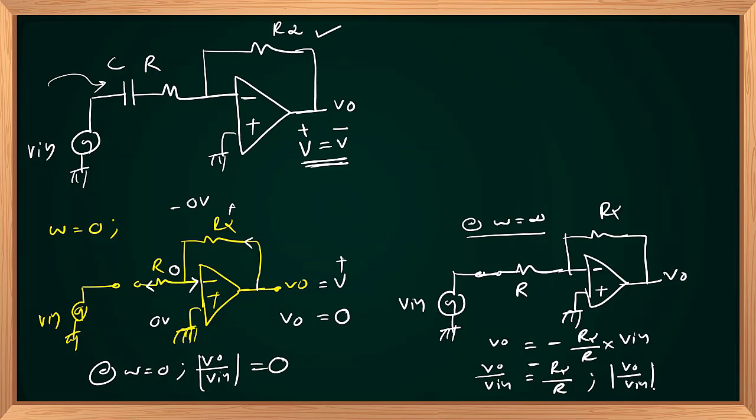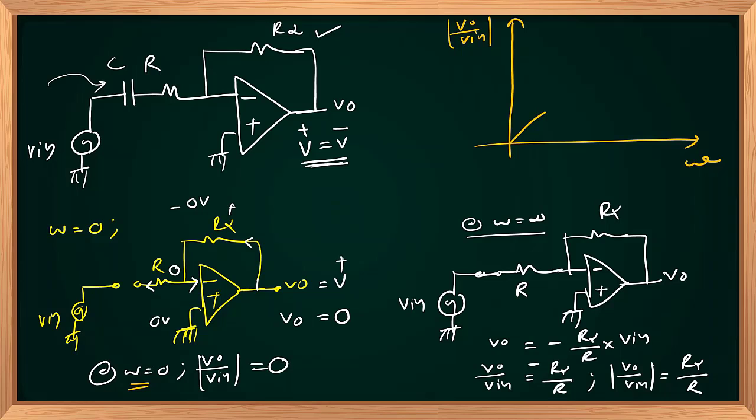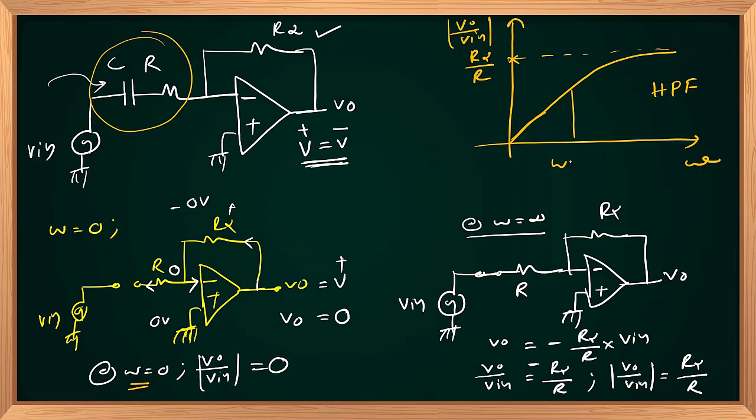The magnitude of Vout upon Vin is R2 upon R. Hence, if you are plotting the behavior of voltage gain versus omega, Vout upon Vin magnitude, at omega equal to 0, gain is 0. Gain increases and reaches a magnitude R2 upon R at omega equal to infinity. So it touches R2 upon R as omega tends to infinity. It's the response of a high pass filter, because the network here has the nature of high pass. The capacitor is in series, it acts as a short circuit at high frequencies, and its cutoff frequency omega L is the same as 1 by R times C, that is decided by these two.